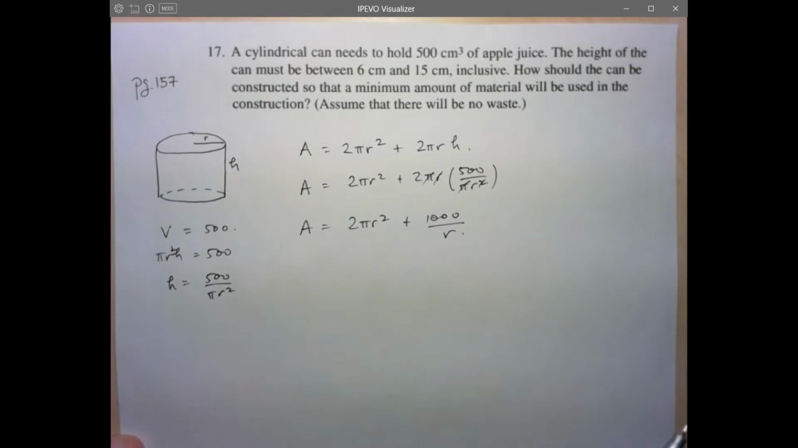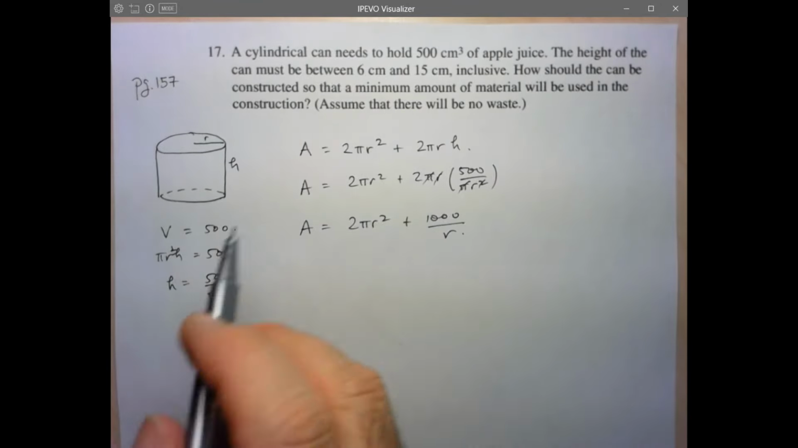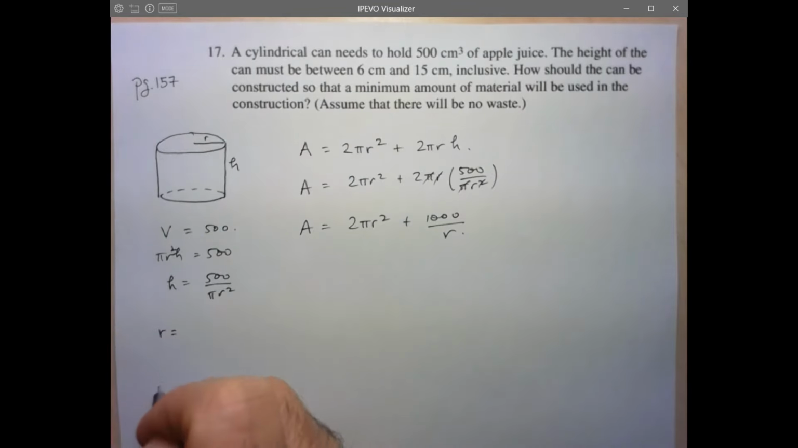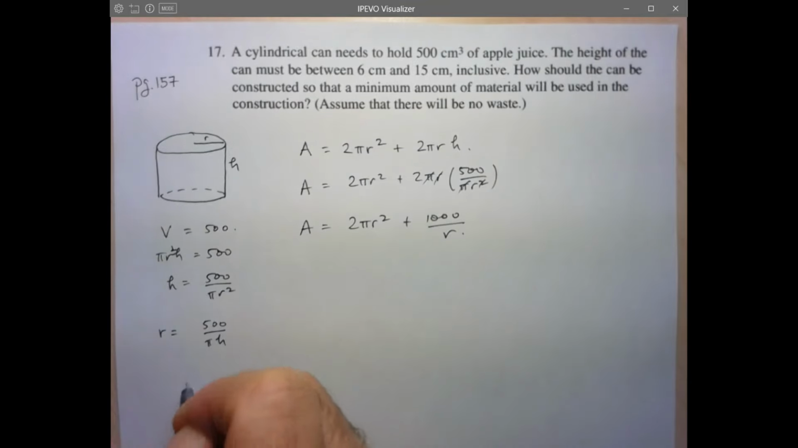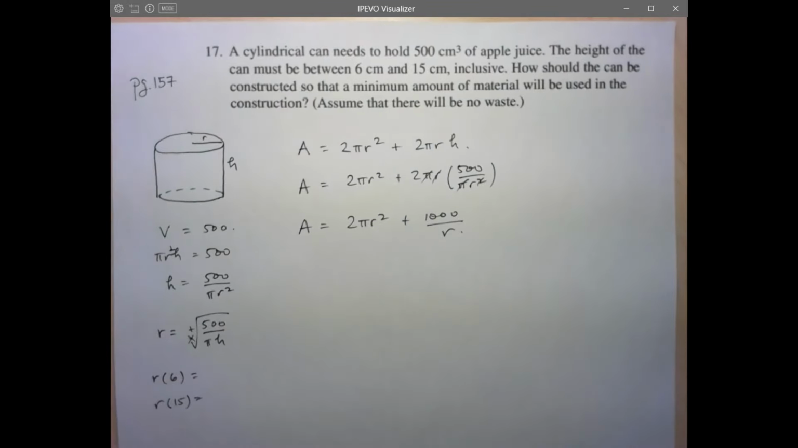But of course, now I'm going to have to change these height values into radius values. And that's where, again, I'm going to use my volume here. So I'm going to have to solve for radius. So that's just going to be the square root of 500 over pi h. And I'm only interested in the positive square root. I'm going to have to determine the radius when the height is 6 and the radius when the height is 15, and those are going to become my starting and ending values for my interval for radius.